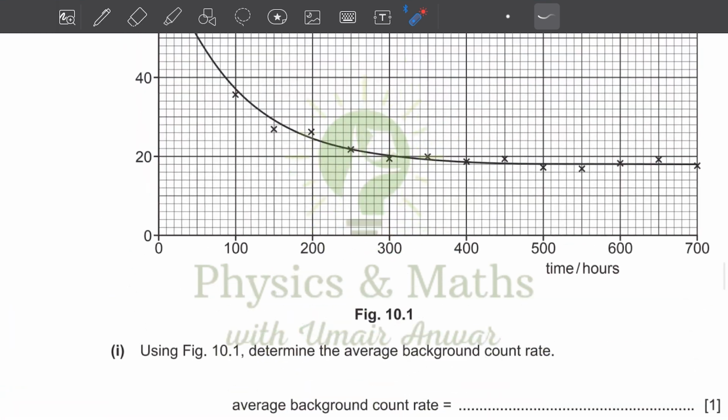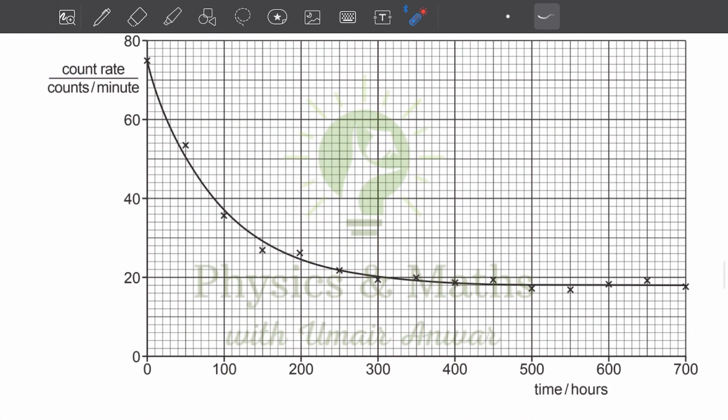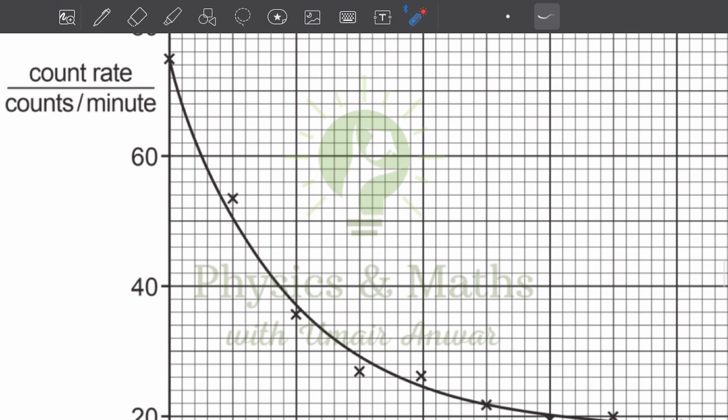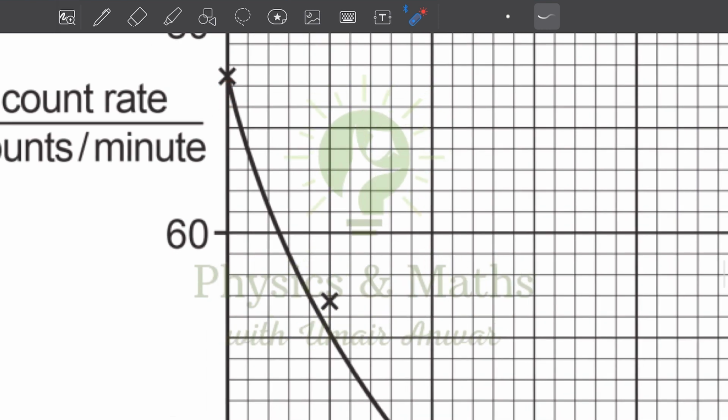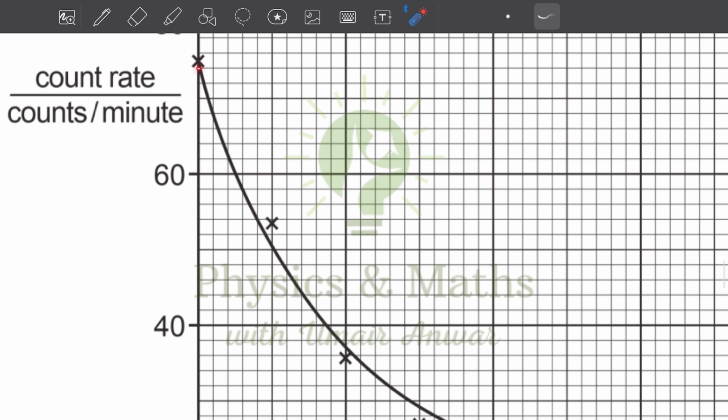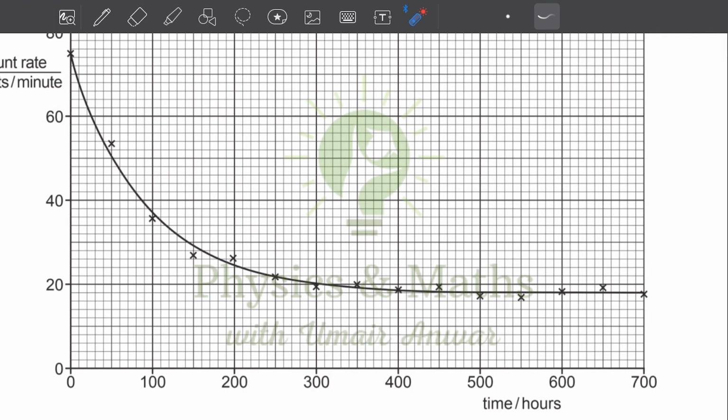So from this figure, the first task is we have to use this figure to determine the average background count rate. Now from this figure, we can see that the count rate is starting at a value of 70, 72, 74. So it is starting around 74 and then it is decreasing. But we can see after reaching a certain value here, the count rate is not decreasing further. It has become constant. So if we take this value, it becomes equal to 18 on the y-axis.